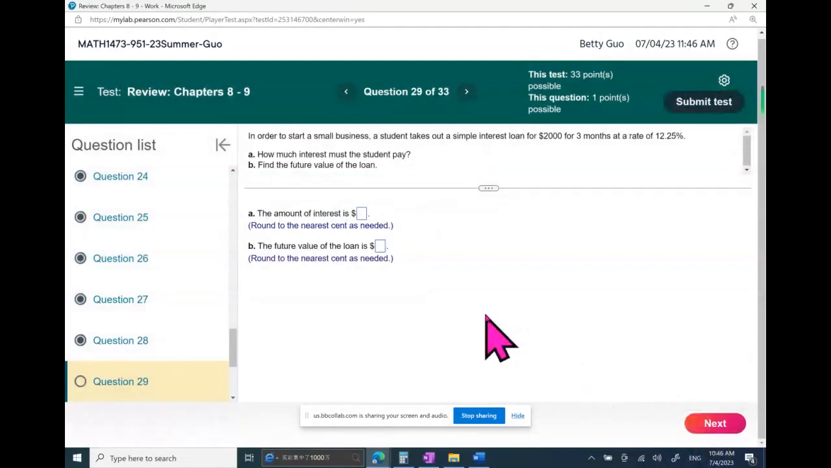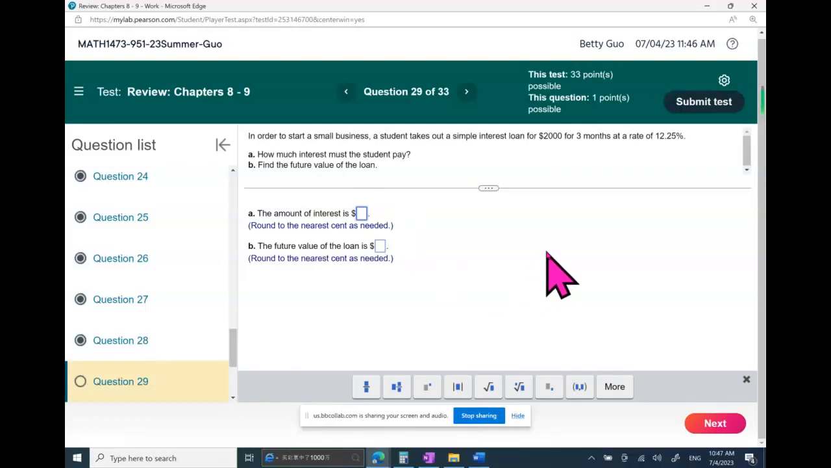Next. This is about simple interest as well. Part A, interest. So P times R times T, right? P is 2,000. The loan amount is 2,000. 2,000 multiplied by the annual interest rate, 0.1225. That's very high. And then multiplied by the time in years. 3 months is a quarter of a year. So multiplied by 0.25. We have 61.